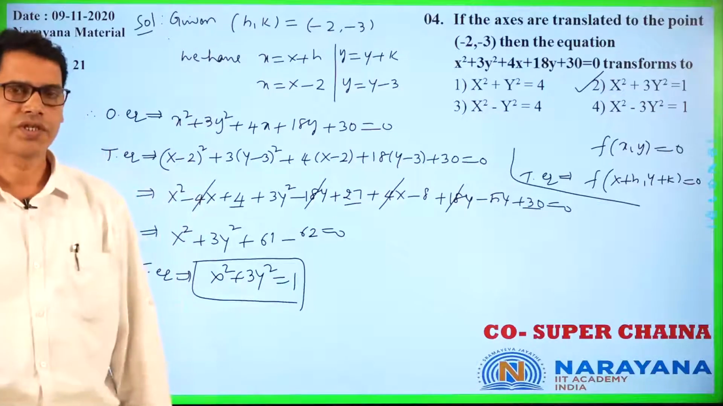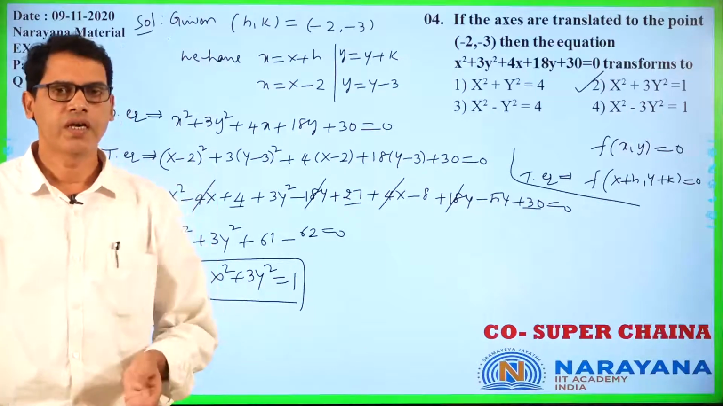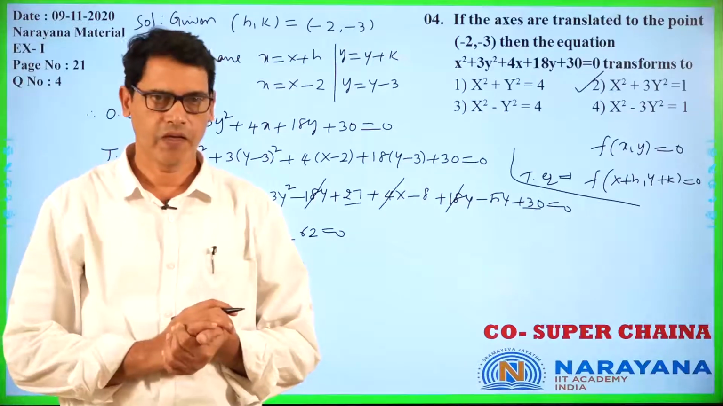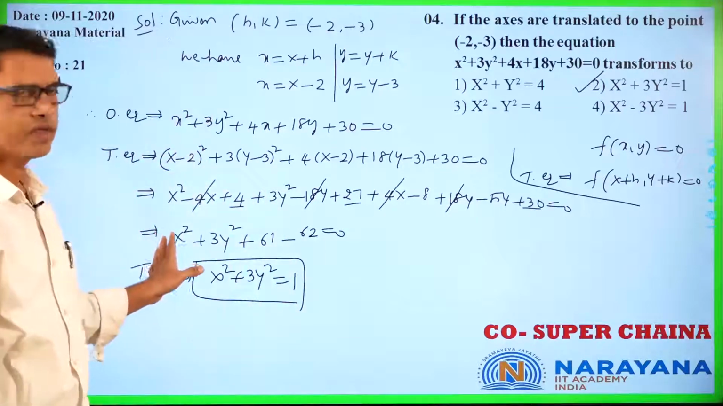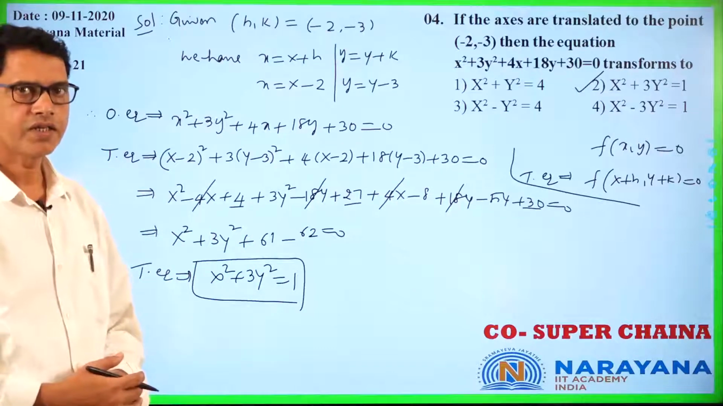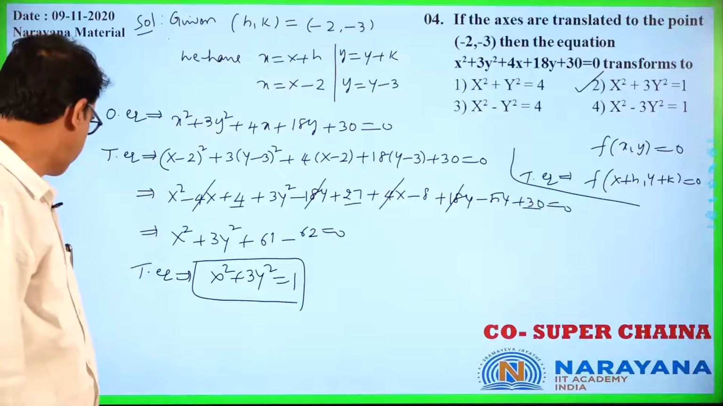So we just replace x with x plus h and y with y plus k, and do a common simplification. Right? Yeah. The next one.